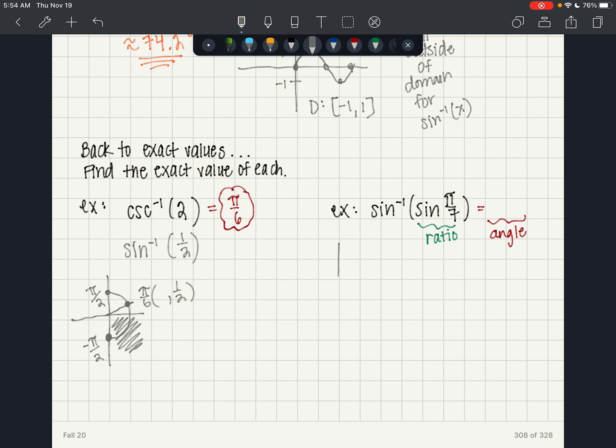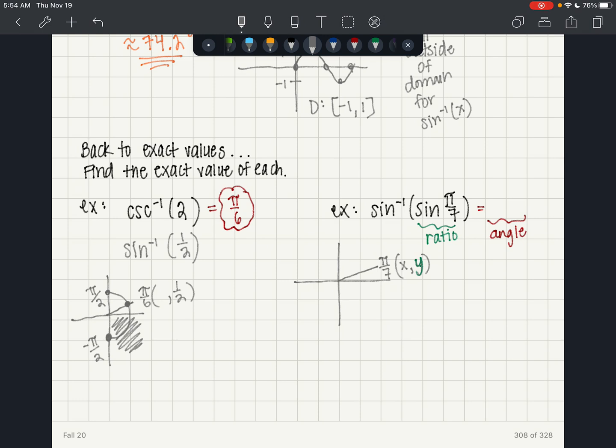Well, pi over 7, that's not a unit circle angle. So let me draw a picture here. Pi over 7 is in quadrant 1, and it's close to pi over 6, not quite pi over 6. I'm sure it has an x value and a y value. So whatever that y value is, that's going to be the ratio. So when I put that y value in, I'm going to get out the same exact angle.